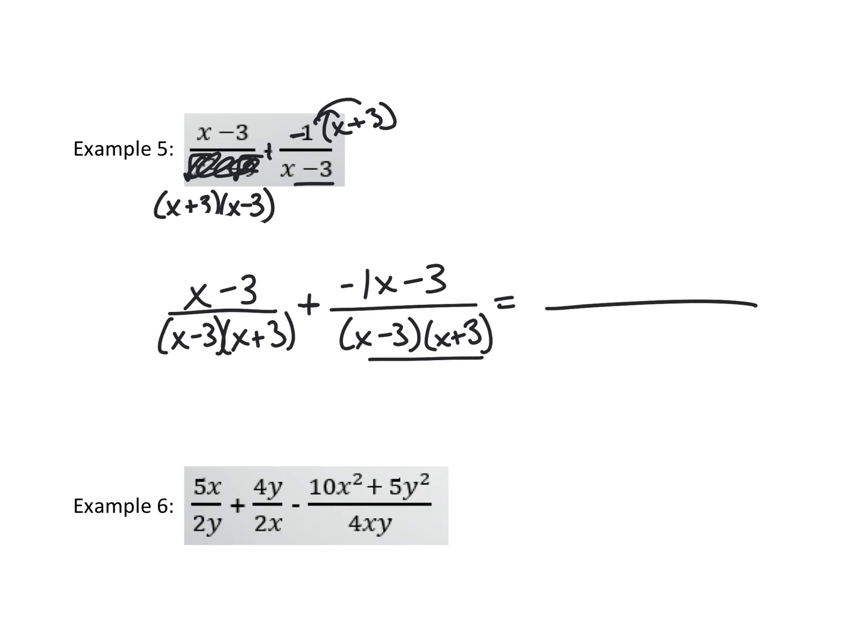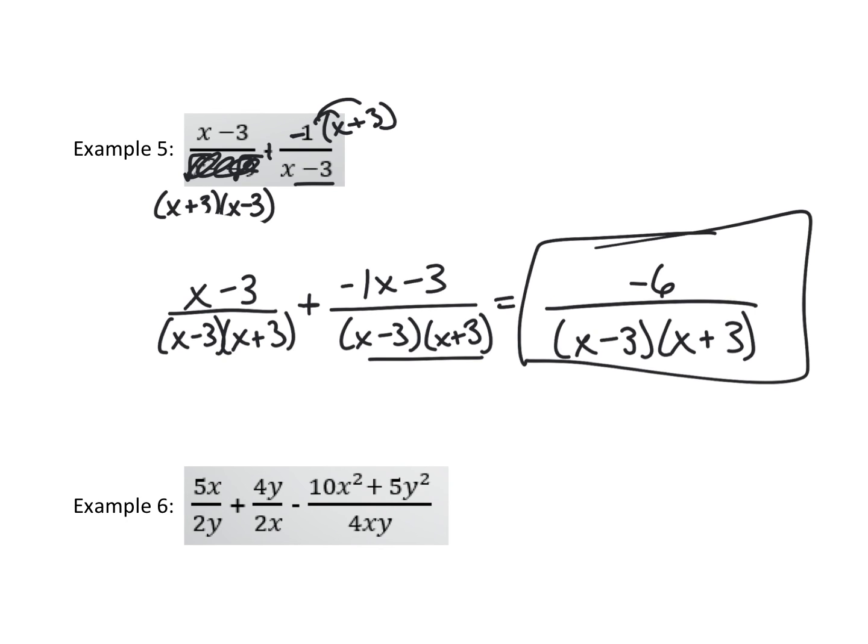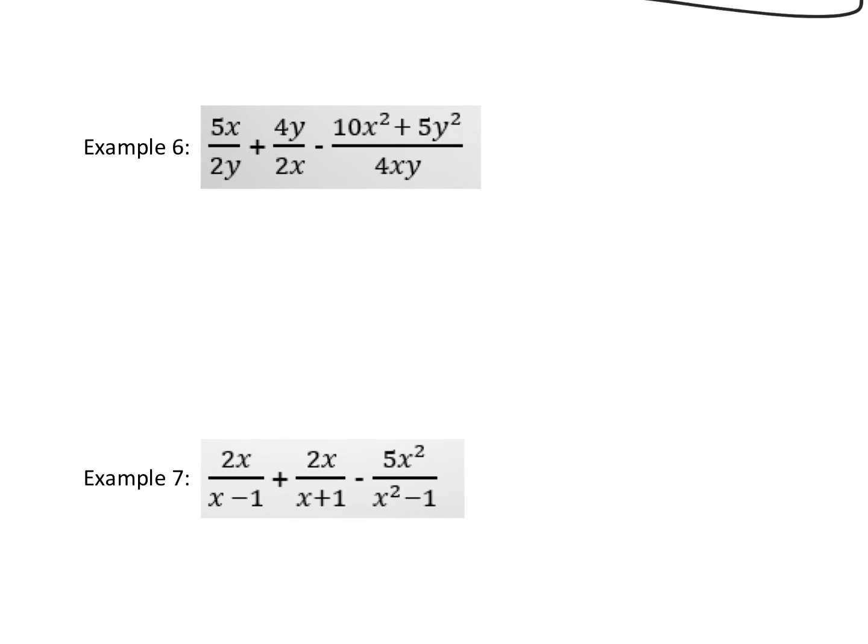So we add straight across. Our denominator will be what? x minus 3, x plus 3. And the top? Just negative 6. The x's cancel. x minus 3 minus 1x minus 3 is just negative 6. And I'm done. Okay. Questions on that? No questions about that? All right, let's keep going.